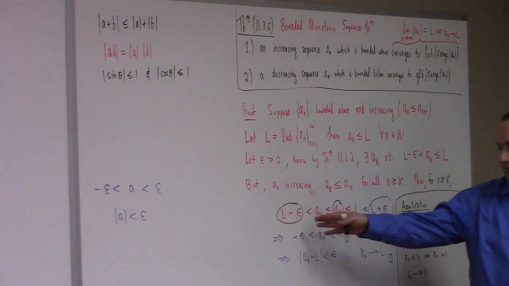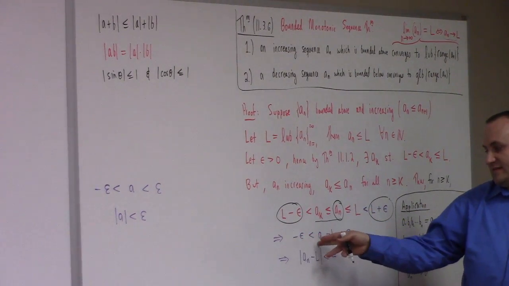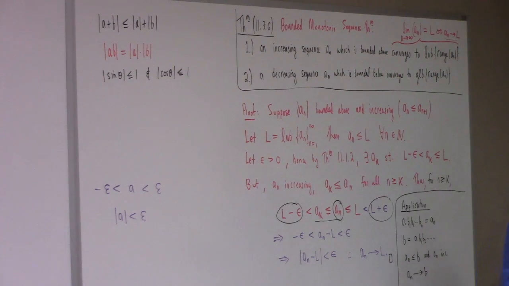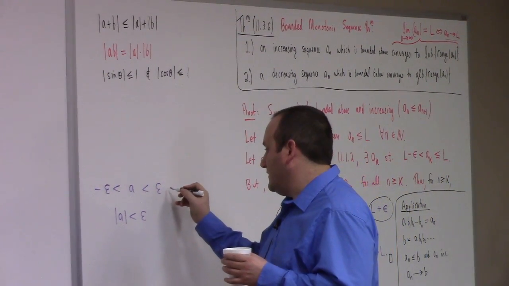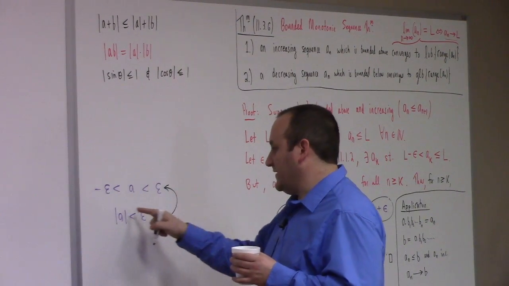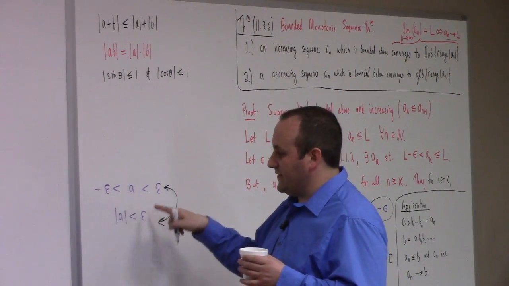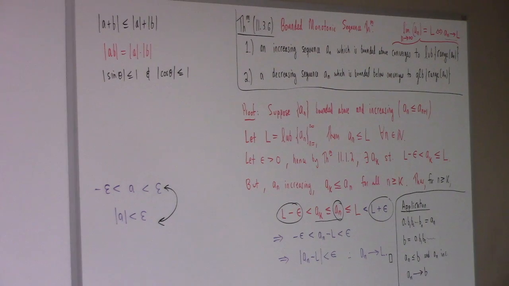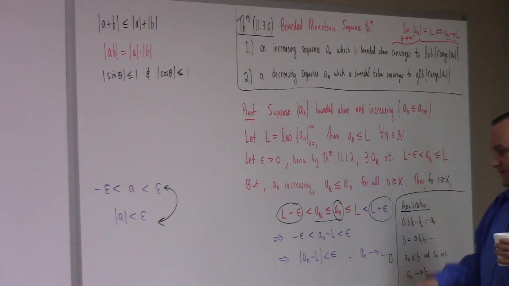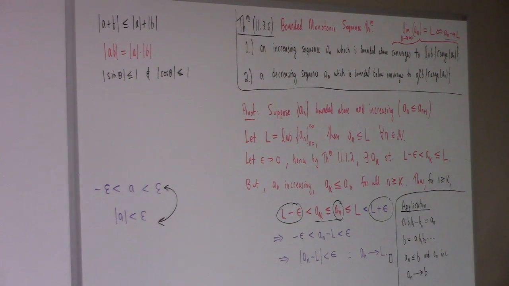If I subtract L from this on both sides, I get minus epsilon is less than a sub n minus L is less than epsilon. But that is exactly what I need in order to prove that the absolute value of a sub n minus L is less than epsilon. So I don't know if you guys knew this or not, but to go back and forth between inequalities and the inequality for an absolute value, this is the way you do it. If I can prove minus epsilon is less than a is less than epsilon, then that is what it takes to prove that the absolute value of a is less than epsilon, right? So there you have it. A sub n goes to L. The theorem's proved.